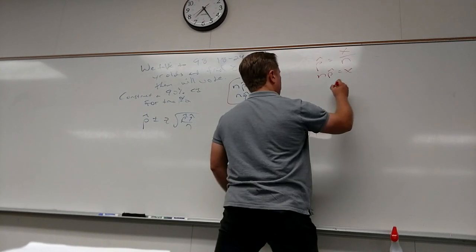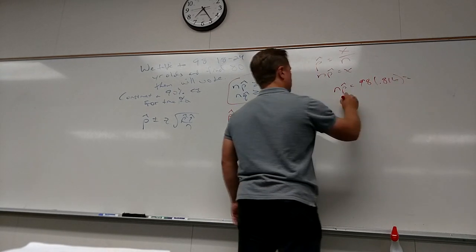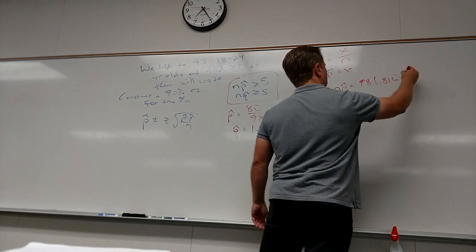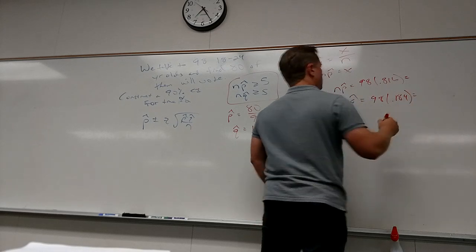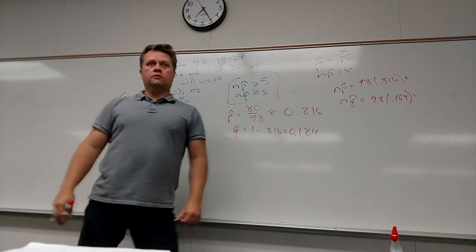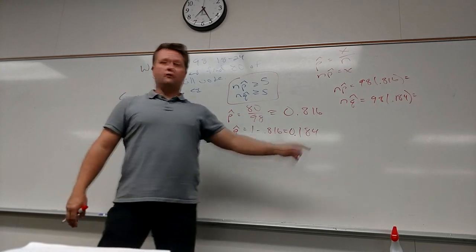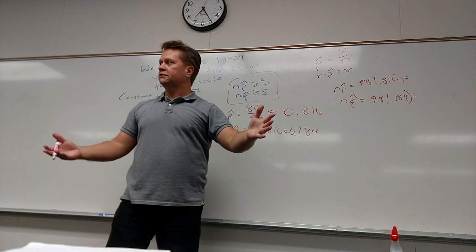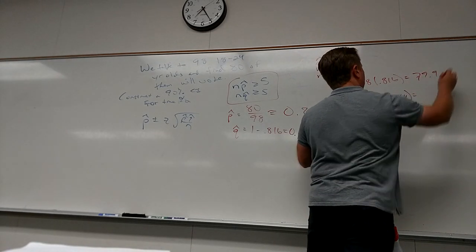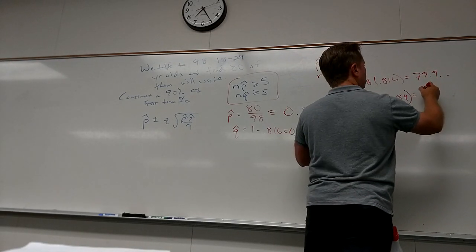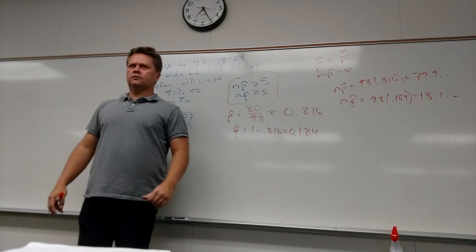But let's try it. Let's do the work. n p hat would be 98 times 0.816. What is that? You'd say that's about 80, right? Why is it not exactly 80? Because we rounded, that's why. If you rounded even more, it would be even further off. So 79.9, whatever. And n q hat is going to be 18.1, and so on. I think. Check me on that. Don't just take my word for it.